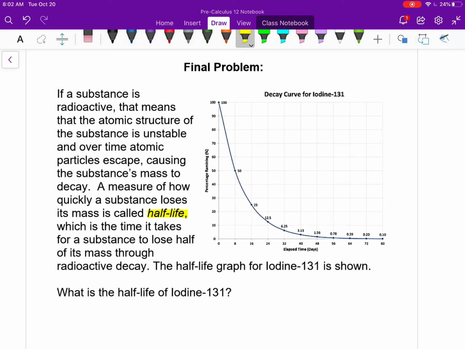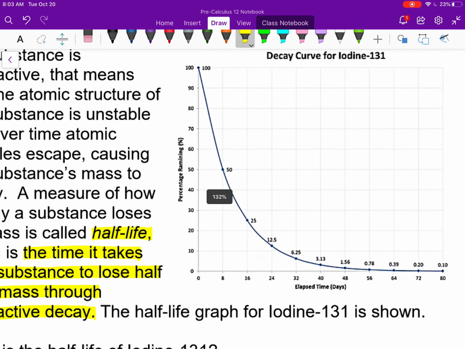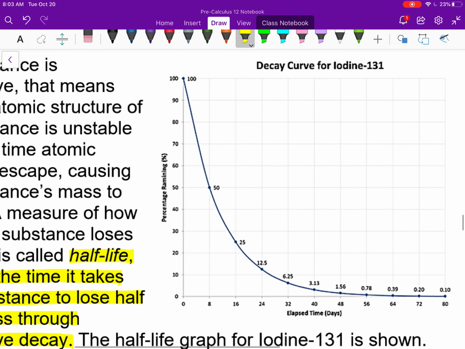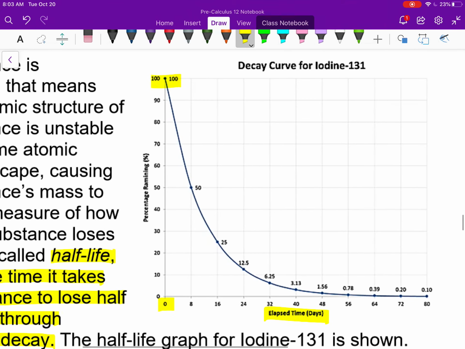Half-life is a measure of the time it takes for some substance to lose half its mass through radioactive decay. So how long it takes to lose half its mass. And so what I have here is a half-life graph, or a graph for the decay of this iodine 131. You can see, for example, at the start, at time 0, at the bottom we see elapsed time, there were 100 grams. By the time we get to day 80, there's only 0.1 grams left. It just decays on its own.